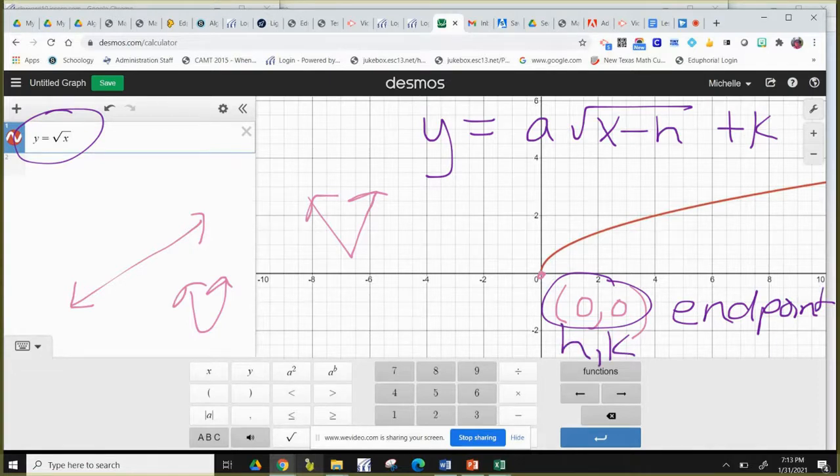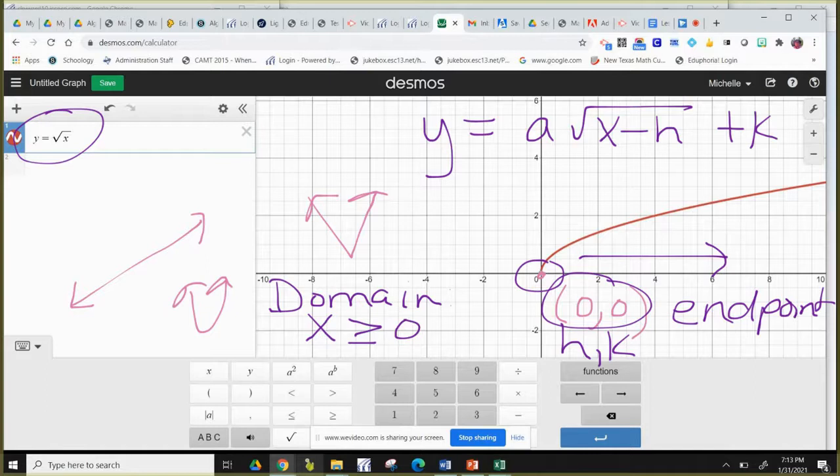Your domain, think about, where do the x's start? The x's start at 0, and they get bigger from there. So the domain is x is greater than or equal to 0. What about the range? The y values start here at 0, and they go up from there. Y is greater than or equal to 0. X-intercept is 0, 0. The y-intercept is 0, 0. Those are attributes of square root functions.